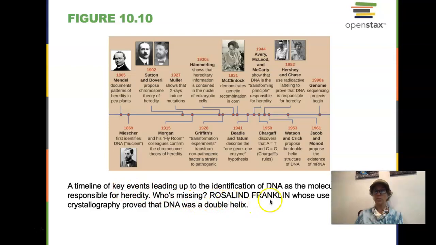What's missing is Rosalind Franklin, whose use of X-ray crystallography proved that DNA was a double helix. Watson and Crick got the Nobel Prize. They obtained her data without her permission, and she did not receive recognition for that Nobel Prize because she had unfortunately passed away before it was awarded, and they do not give Nobel Prizes posthumously.